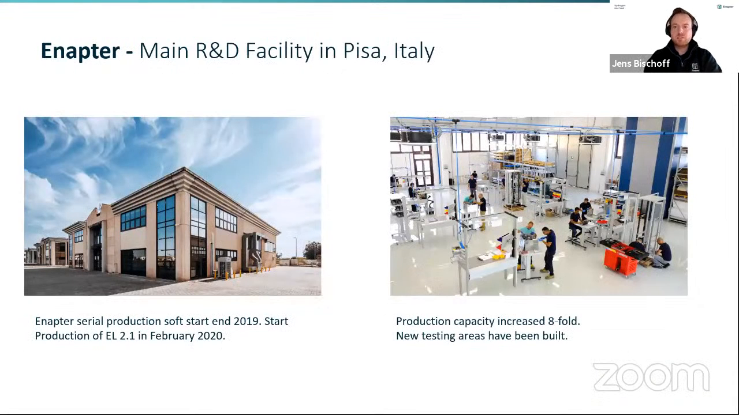The first step in scaling up our production we took last year, when we moved from a workshop environment into a serial production environment. By that, we were already able to increase the production capacity by around 8 times. Currently we are working on further increasing the production capacity at our facilities in Italy. The next step will be to build a mass fabrication site for electrolyzers in Germany. We recently announced that it will be built in North Rhine-Westphalia in the small city called Saarbeck.